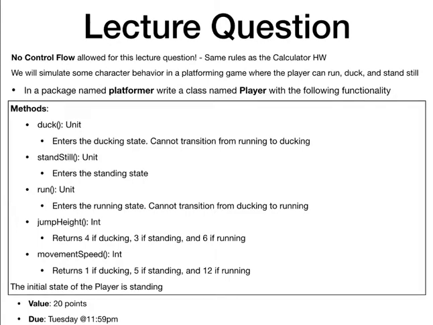So we're back to the lecture question. The API here is defined for you. You've got to figure out what states you can be in. Well, the states are pretty much given to you: standing, running, and ducking. So what's the behavior for each one of these? What are the state transitions that we need? And how do we implement all that?